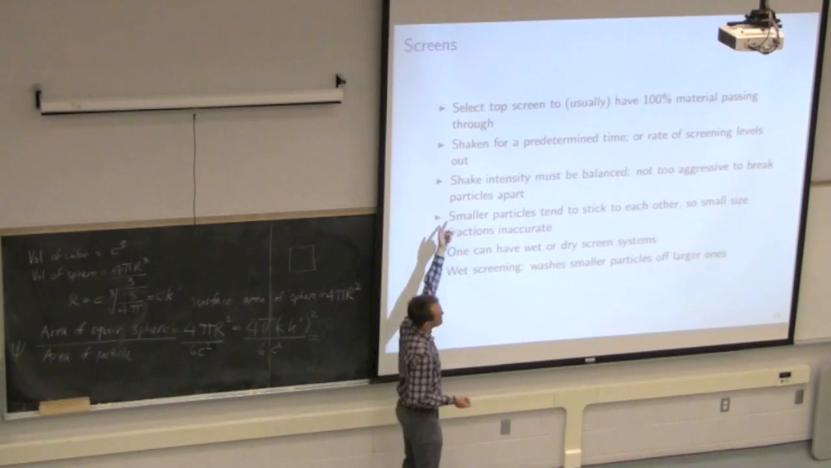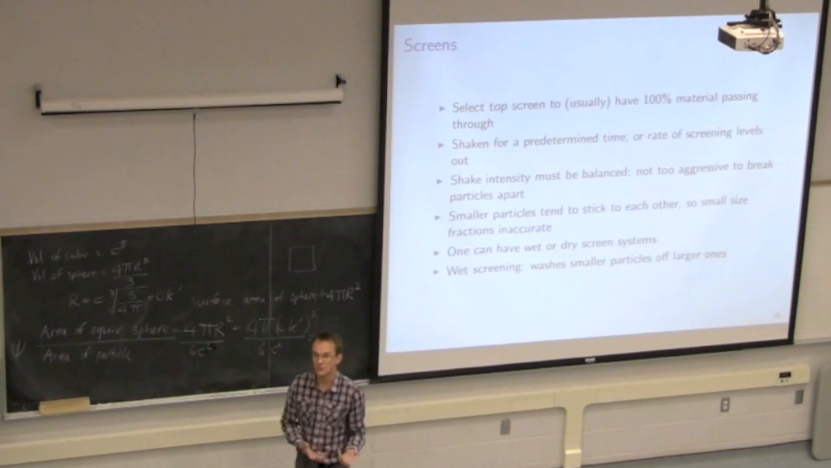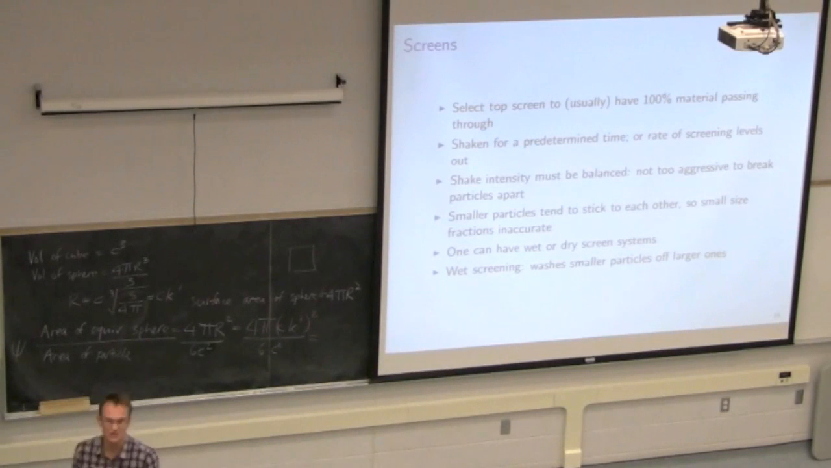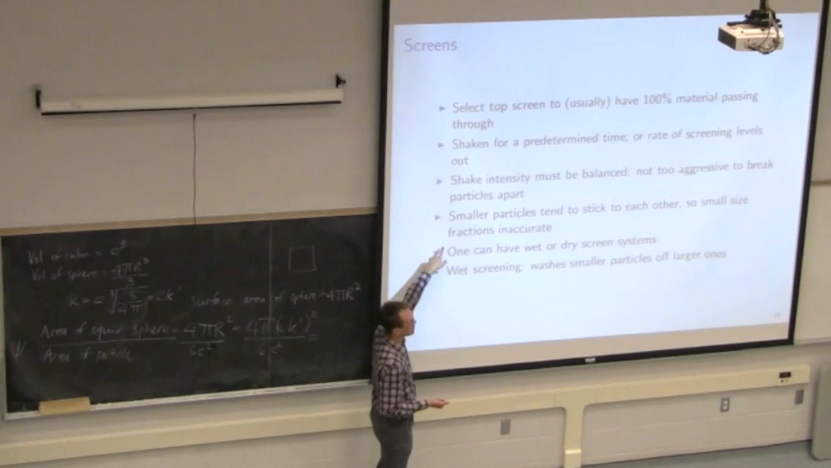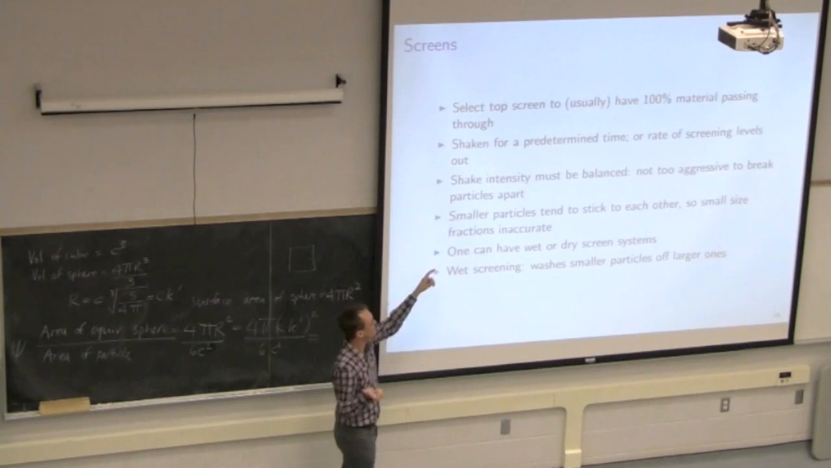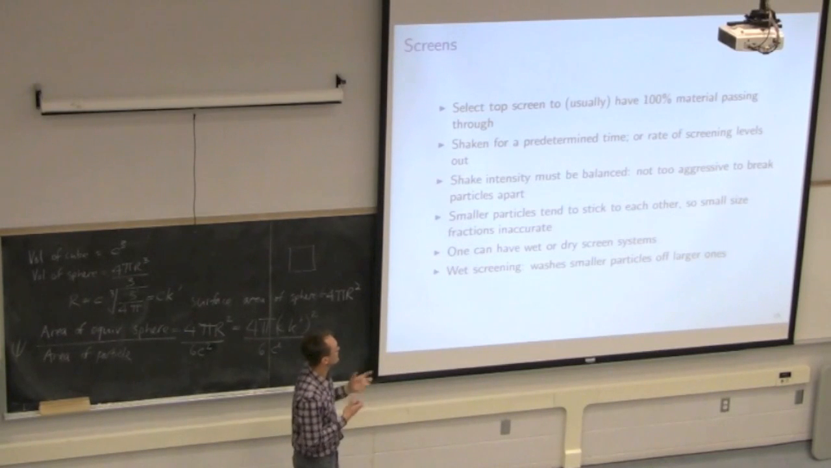Obviously, with that intensity, you can't be too aggressive. You don't want to break particles that are otherwise solid up, and then get a distribution of particles that appears to be finer than it otherwise is. But you do want the intensity to be strong enough so that particles which are normally separate, but just happen to be stuck together for some reason, can separate somewhat.